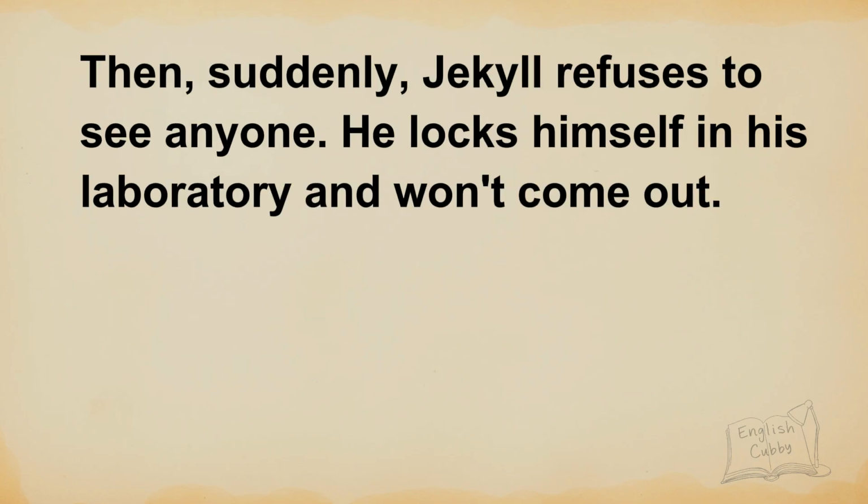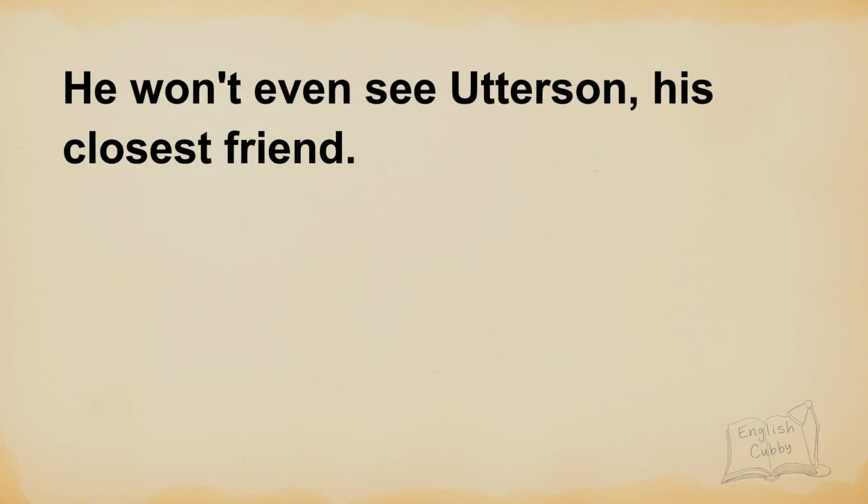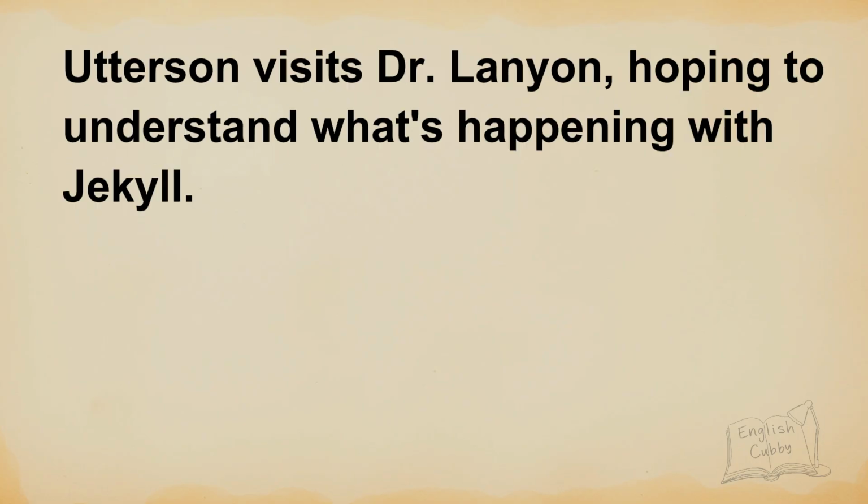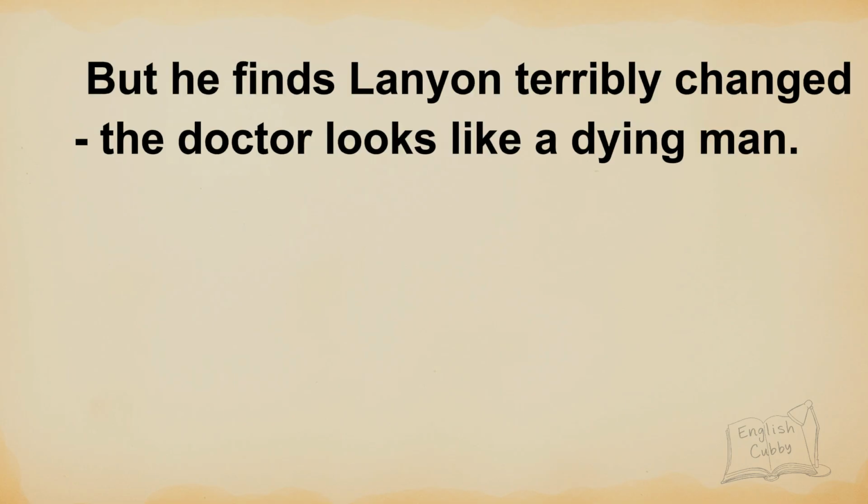Then, suddenly, Jekyll refuses to see anyone. He locks himself in his laboratory and won't come out. He won't even see Utterson, his closest friend. Utterson visits Dr. Lanyon, hoping to understand what's happening with Jekyll. But he finds Lanyon terribly changed.